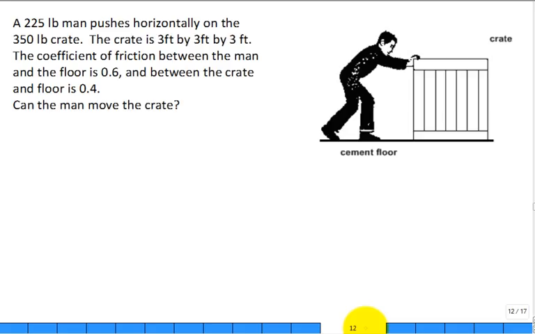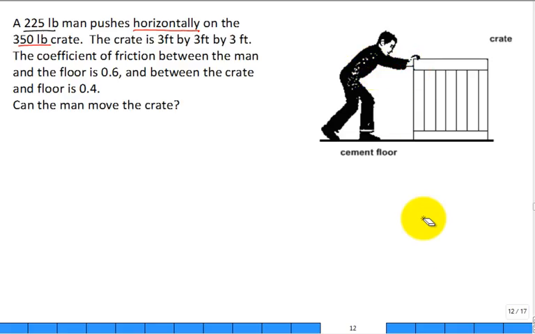I believe you've solved box pushing problems in your physics class. I can show you box pushing problems on almost any physics, high school physics as well as college physics. Let's continue the tradition. Let's solve box pushing problems. So we have a certain weight man, 225 pound man. He's pushing horizontally on a 350-pound crate. Okay. From the illustration, is he pushing in the middle of the crate, the bottom of the crate, or the top of the crate? Top of the crate.